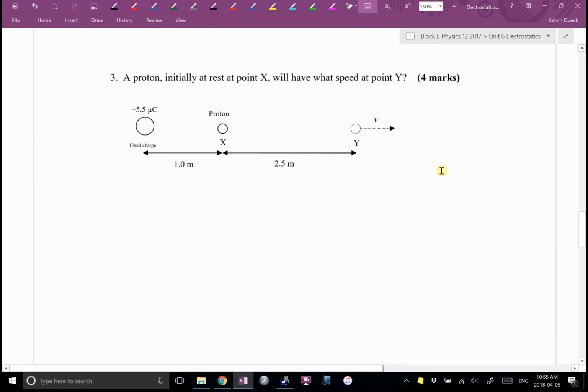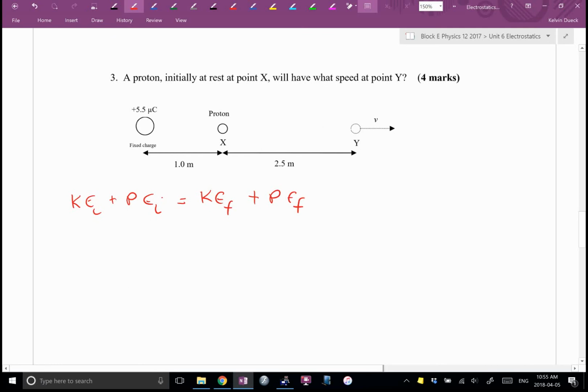This is asking me to find a speed. Here, this is like falling, except we're falling up. But this is a job for conservation of energy. I'm going to go kinetic initial plus potential initial equals kinetic final plus potential final.